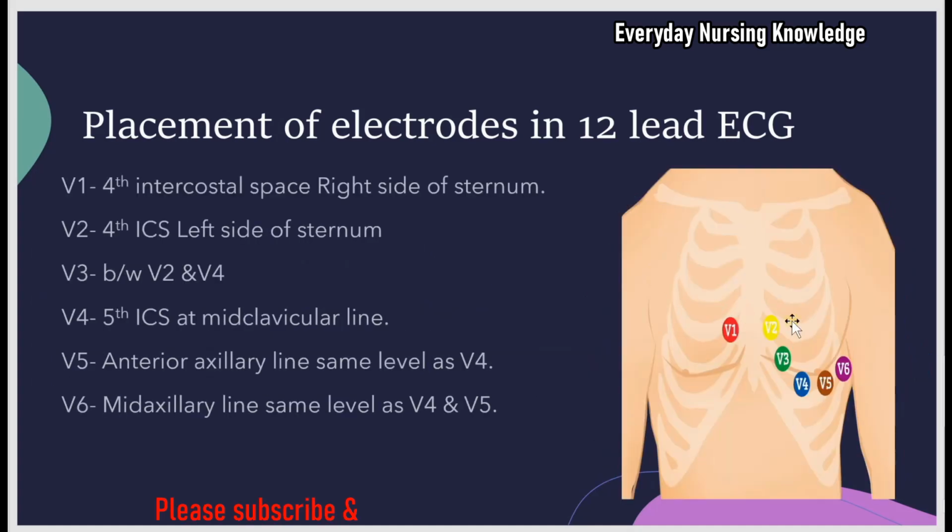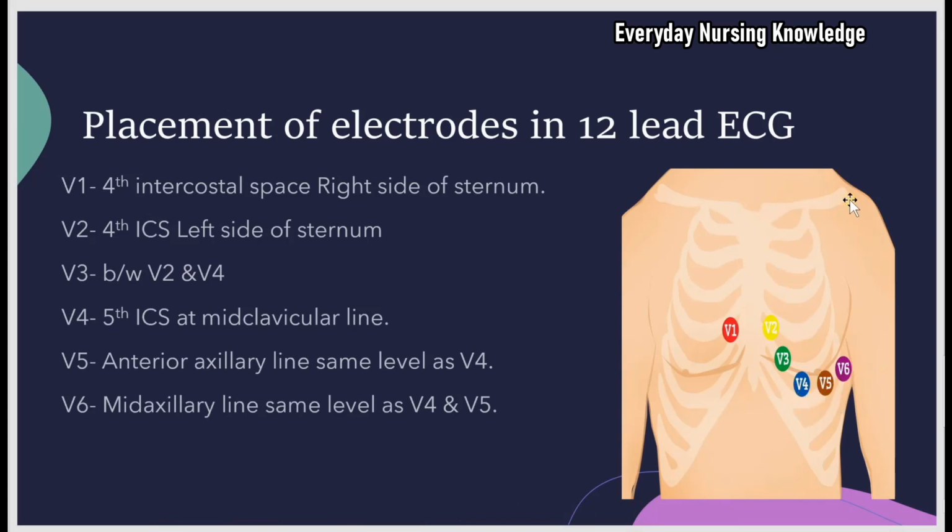Now let's see the electrodes that go to the chest. There are 6 electrodes that go to the chest, starting from V1 to V6. V1 you place on the right side of the sternum, 4th intercostal space. V2 is on the left side of the sternum, 4th intercostal space. V3 goes between V2 and V4. V4, V5, and V6 are at the same level, that is the 5th intercostal space.